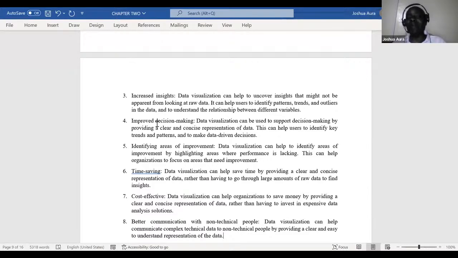So when we have this information captured in form of a diagram, it will be very easy for us to even make decisions, because there are some directors who are very lazy. They don't want to go through a whole report. But if you give them, for example, visuals, they'll be able to make decisions easily.